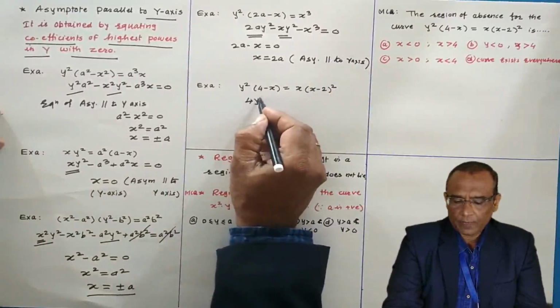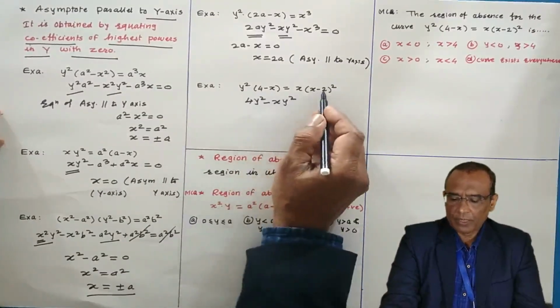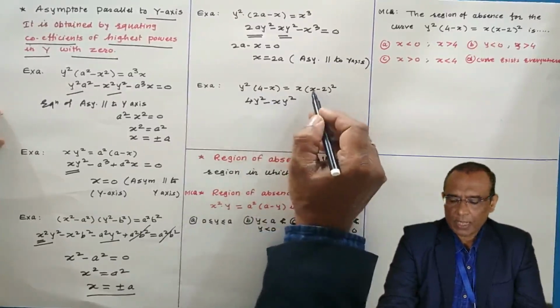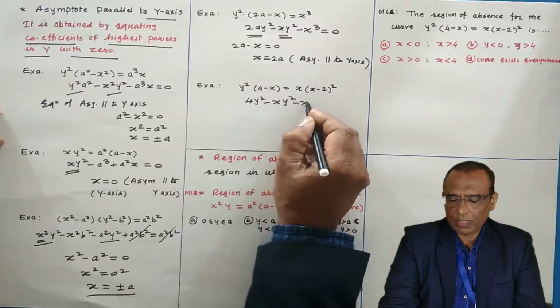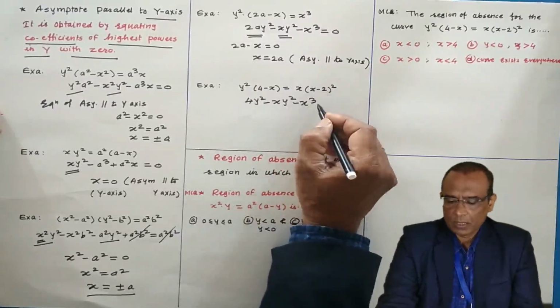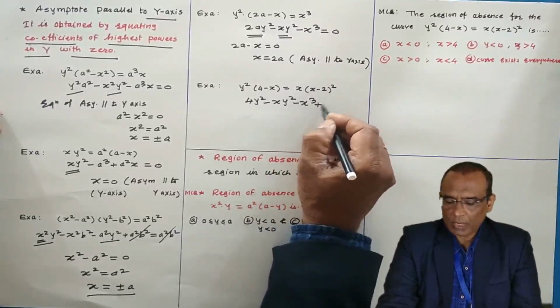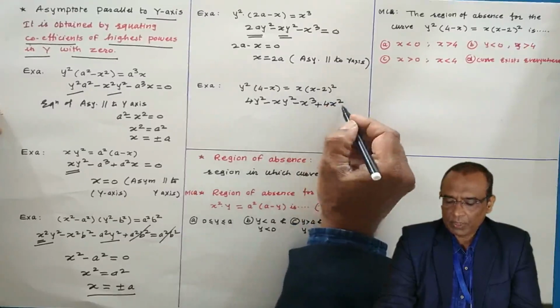4y square minus xy square. Then shift this on the left hand side. x square into x is x cube, shifting on the left hand side. Then minus 4x into x, minus 4x square, I am shifting on the left hand side. Plus 4, I am shifting on the left hand side.